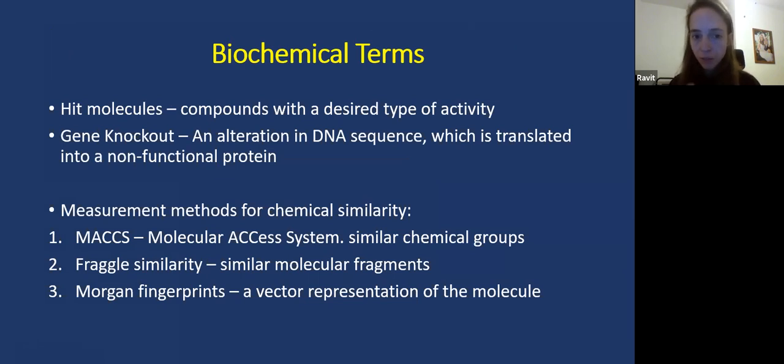And measurement methods they used for chemical similarity, they use three methods: MACCS, molecular access systems, similar chemical groups; fragment similarity, similar molecular fragments; and Morgan fingerprints, a vector representation of the molecules. Just three types of measurements.